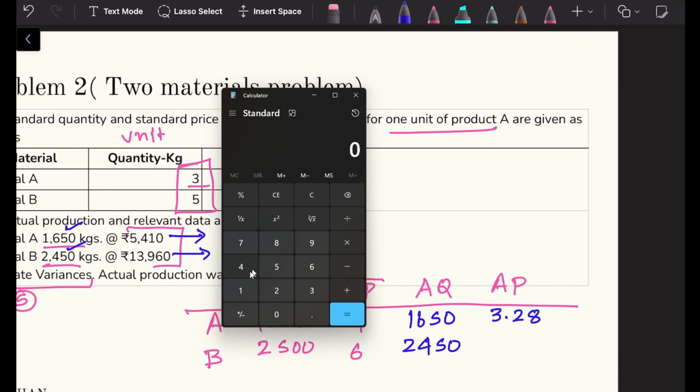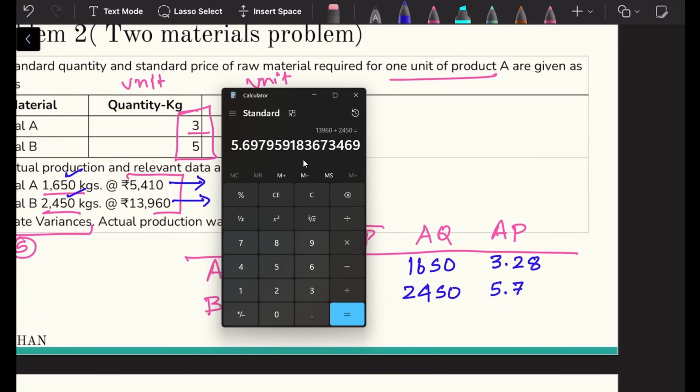Next, 13,960 divided by 2450. So 5.697 or 5.7. I'll take it as 5.7. So now the first step, the table, is ready.